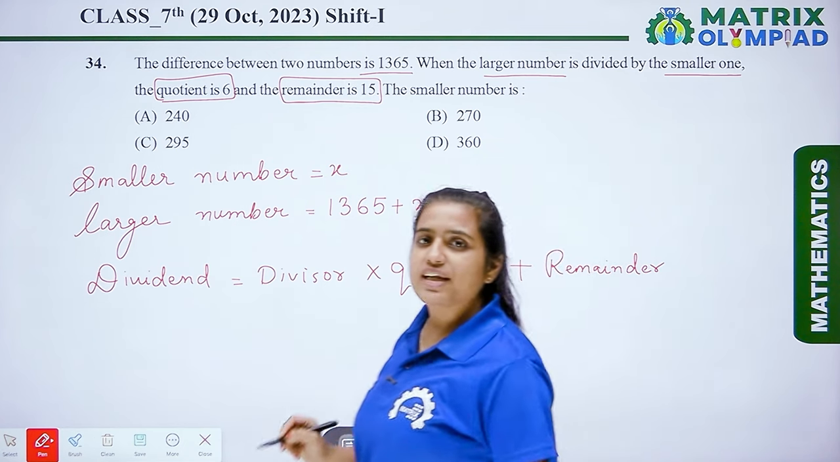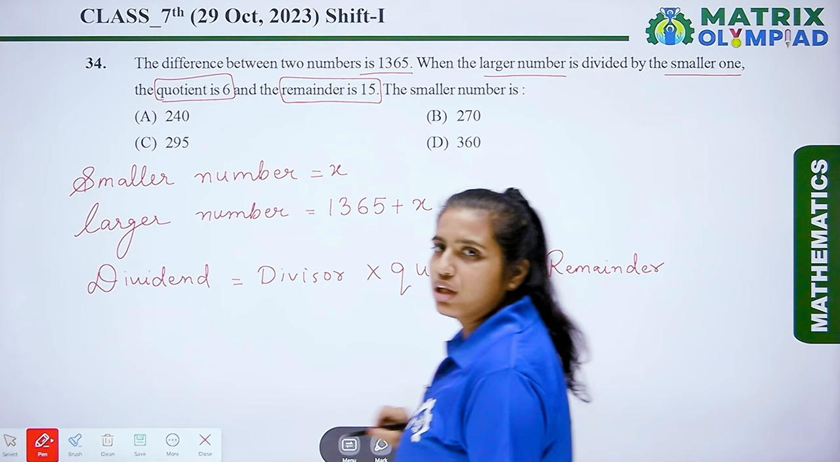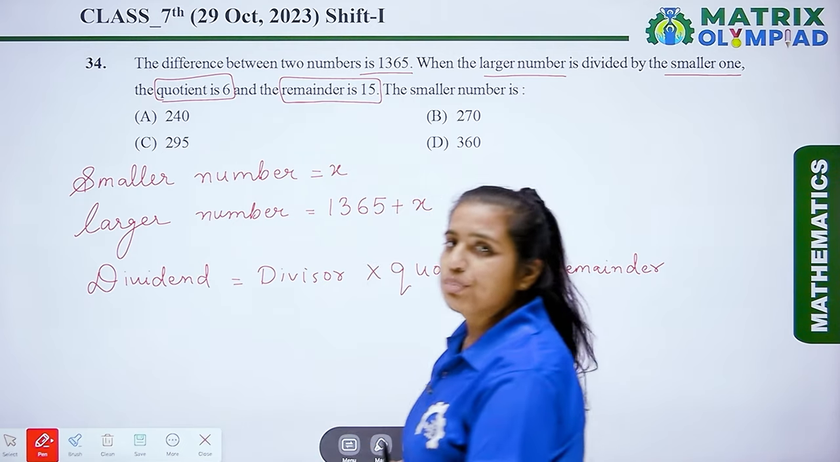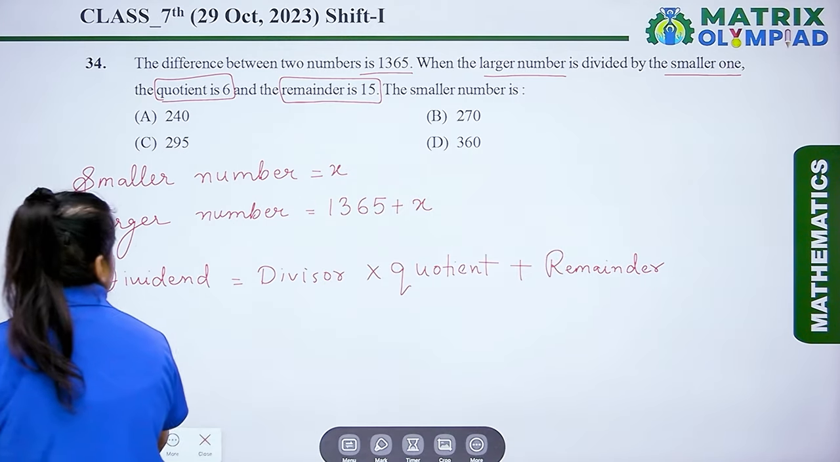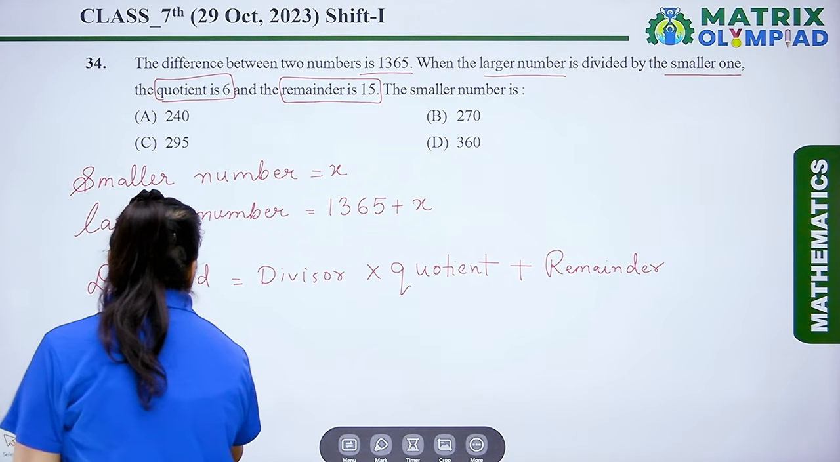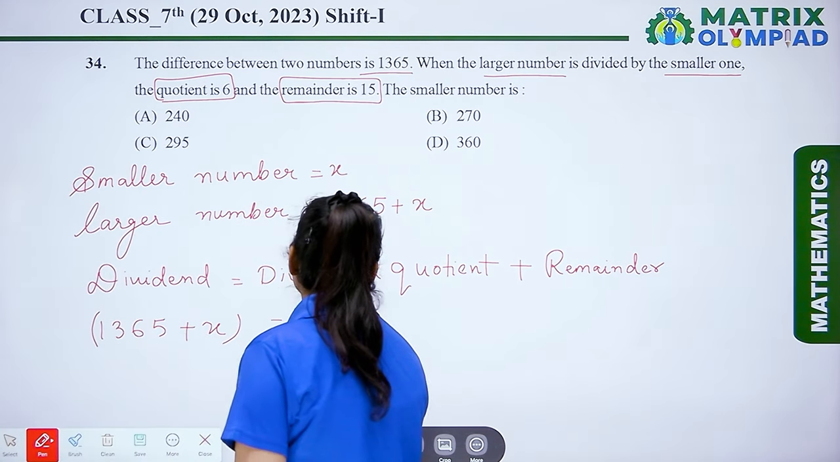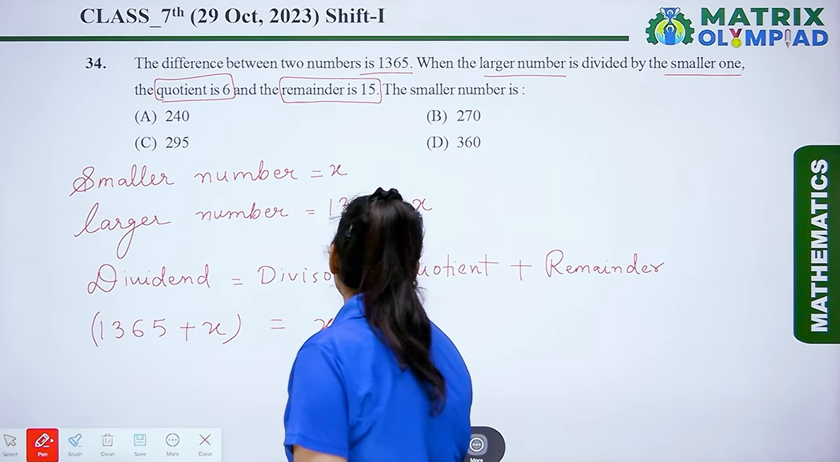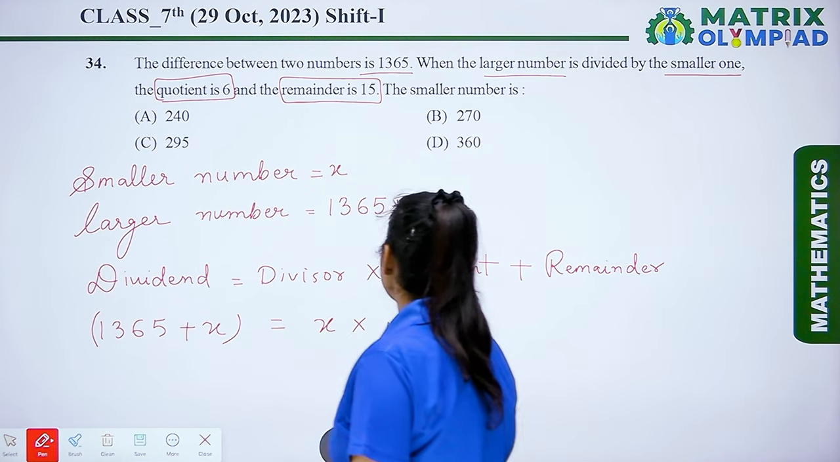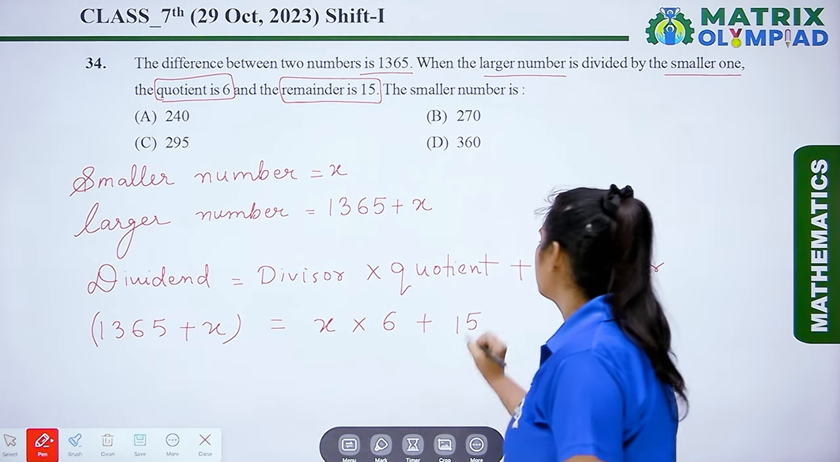So, here dividend is the larger number because the larger number is divided by the smaller one. Now, we are going to place the values. Dividend is 1365 plus x, equal to divisor x multiplied by quotient 6 plus remainder 15.